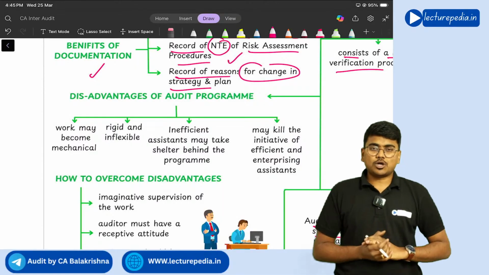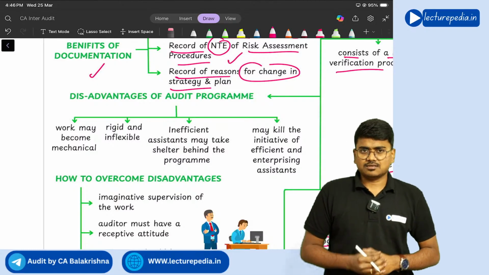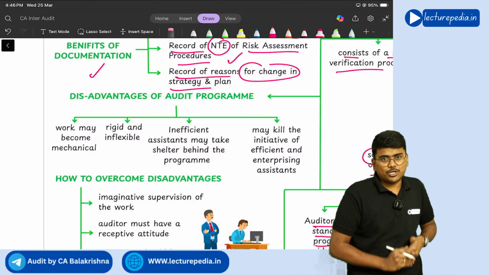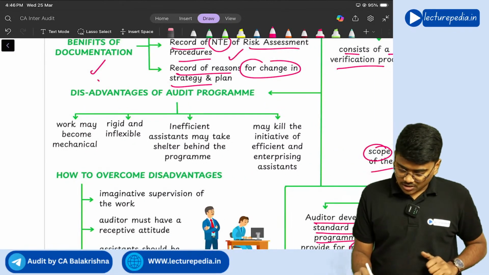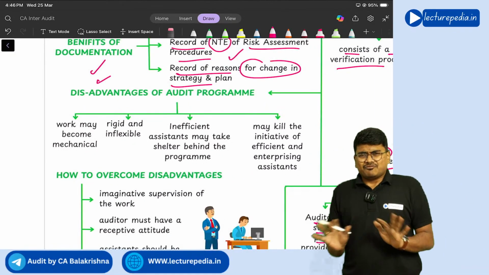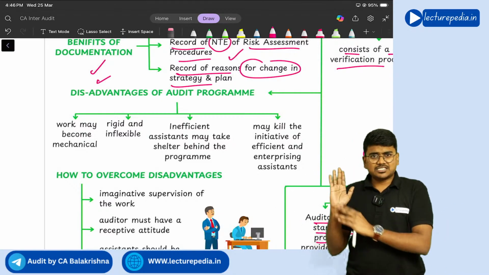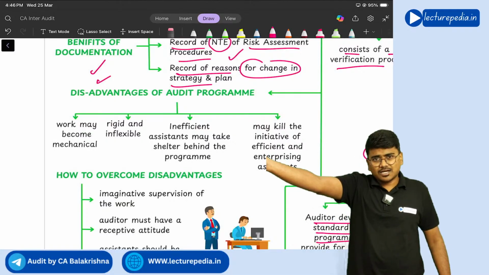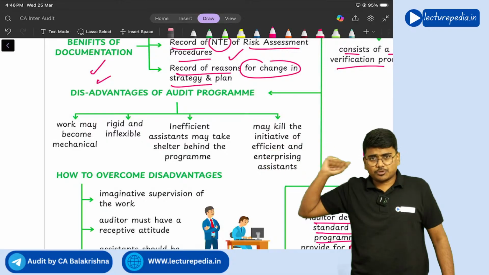What are the disadvantages of audit program? That we will see. After disadvantages, there are also advantages of audit program, that also we'll see. First of all, we'll see the disadvantages of audit program. Firstly, in this audit program, you are giving a list of audit procedures and giving it to the article assistant, asking the article assistant to perform these audit procedures.